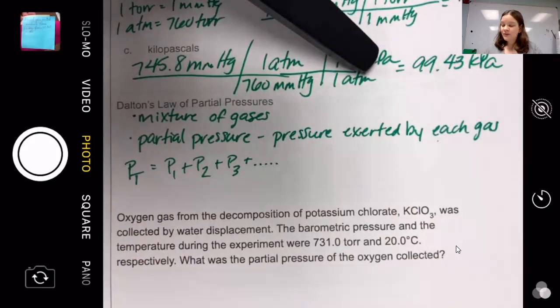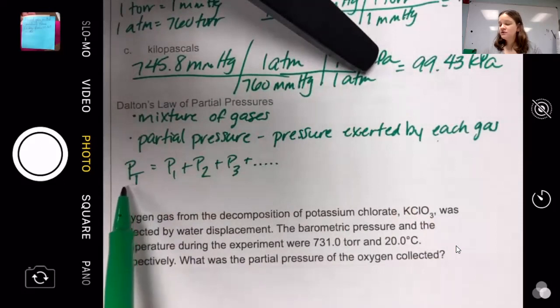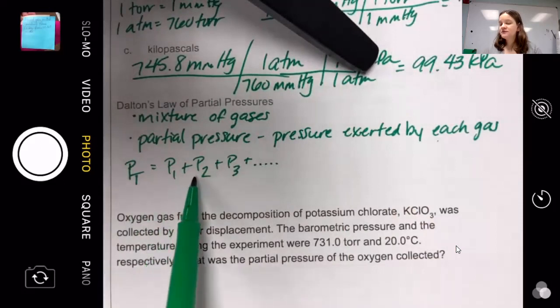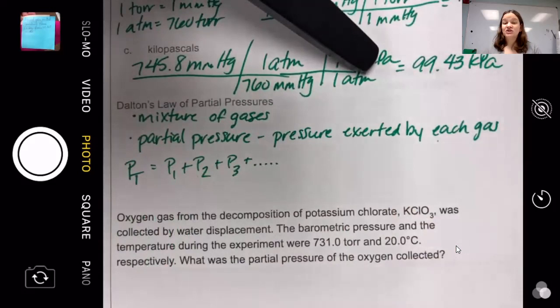All right, so PT is your total pressure, and then each of the others is the pressure of each gas. Normally the way that we find this is related to the pressure of water. There's a couple of ways that you can be asked about partial pressures.